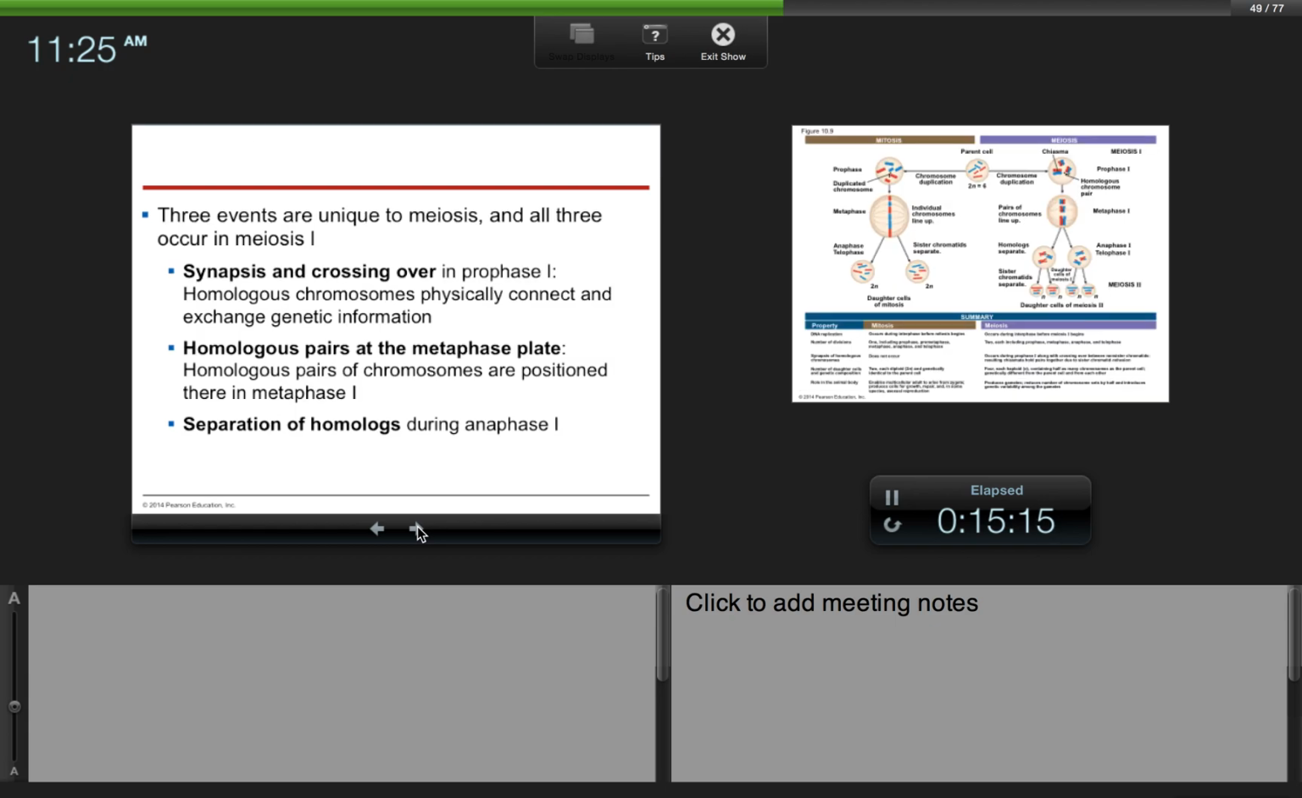3 events are unique to meiosis, and all 3 occur in meiosis 1. Synapsis and crossing over, which occur in prophase 1: homologous chromosomes physically connect and exchange genetic information. Homologous pairs at the metaphase plate: homologous pairs of chromosomes come together in metaphase 1, so they line up as pairs, not as individual chromosomes. And then separation of these homologous pairs during anaphase 1, which leads to the cells after the first round of division being haploid.